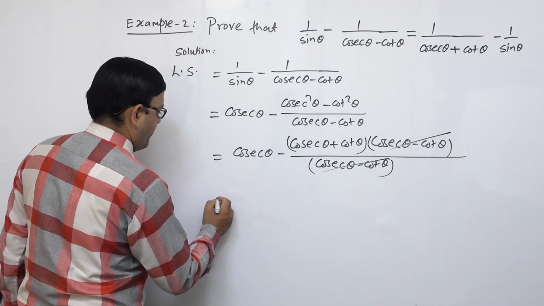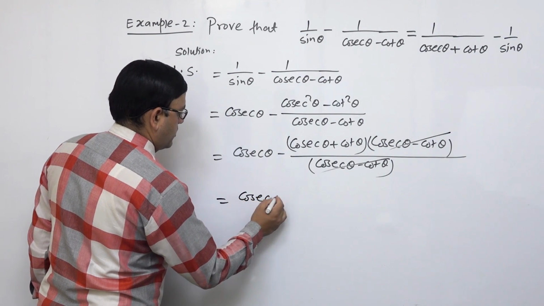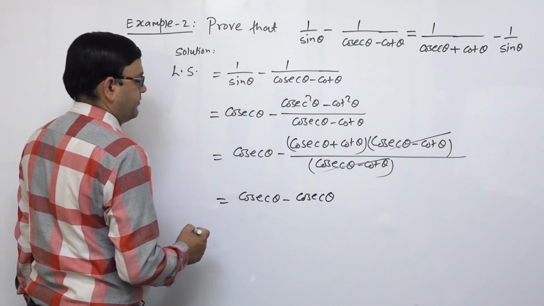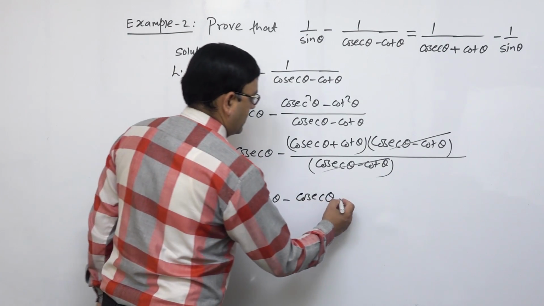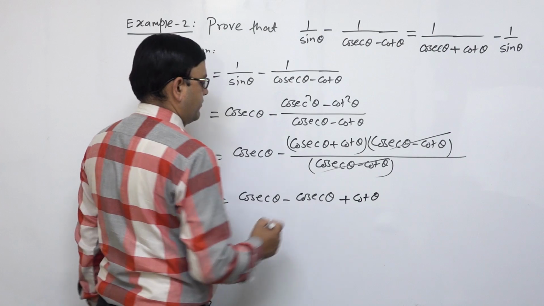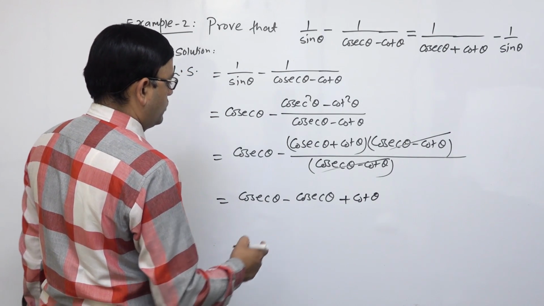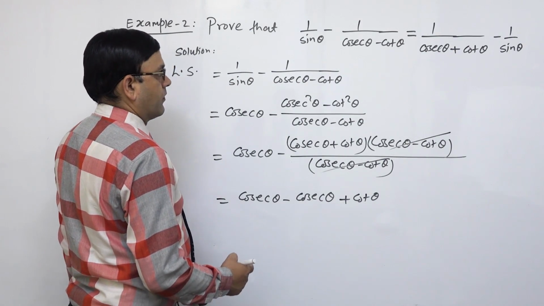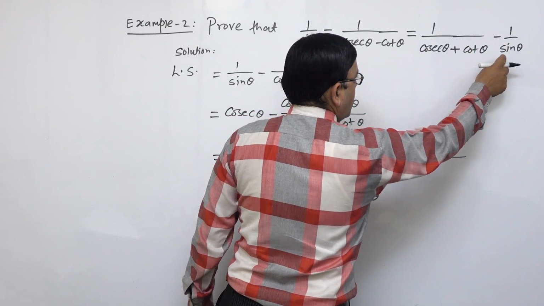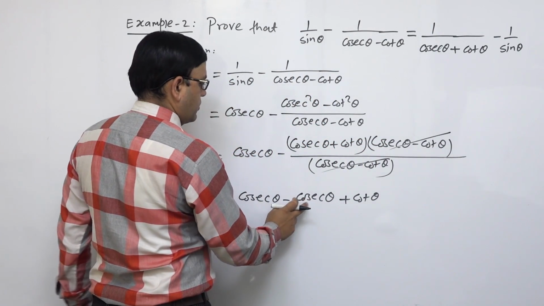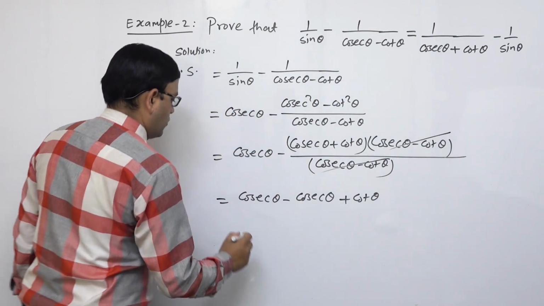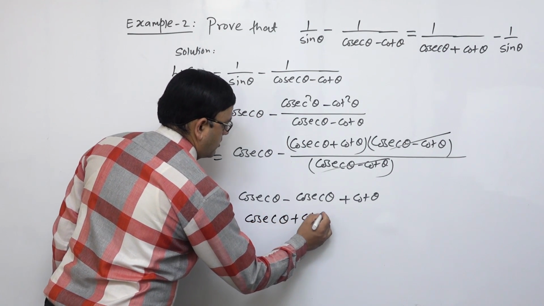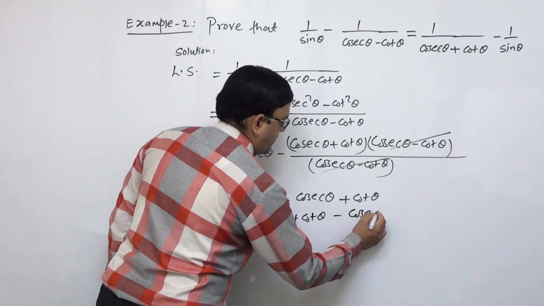Now we have this is equal to cosec theta minus, let's open it by minus cosec theta plus cot theta. So here we won't cancel this and this. Here is 1 upon sin theta, that one is minus cosec theta. So this cosec theta we put at last. So this is equal to cosec theta plus cot theta minus cosec theta.